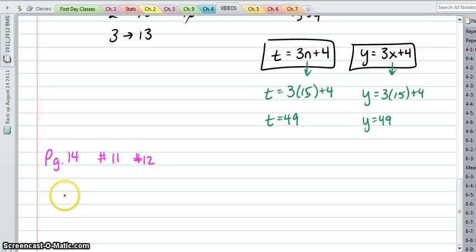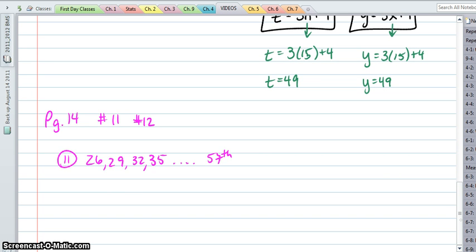Okay, so for number 11, here we go. This is with the sequence 26, 29, 32, 35, and we have to find the 57th term. We can write an equation that looks like this. The term is found by doing 3 times the term number plus 23, and you should get t equaling 194 when you plug in 57.